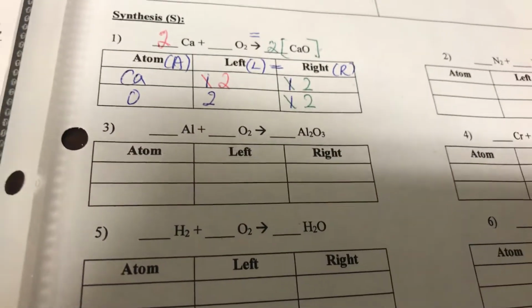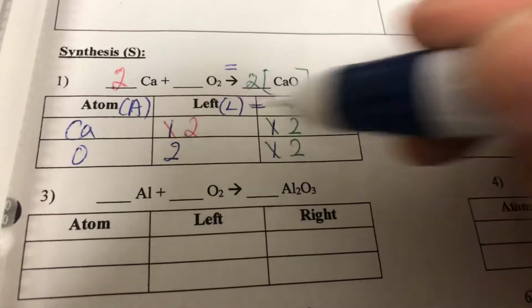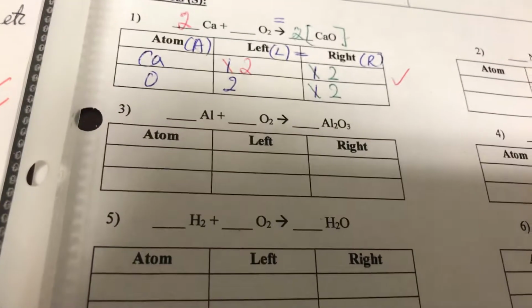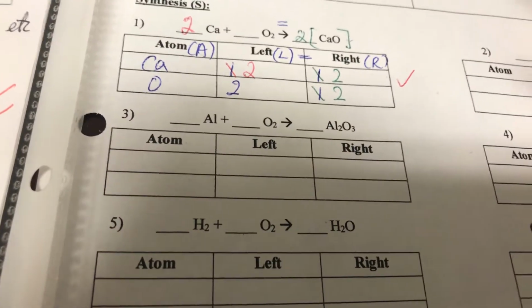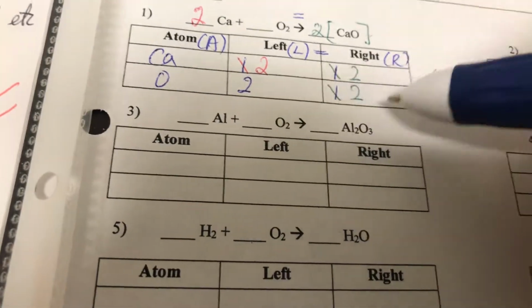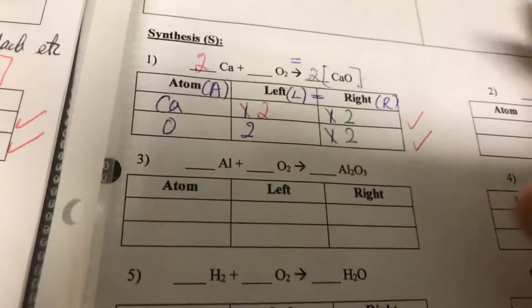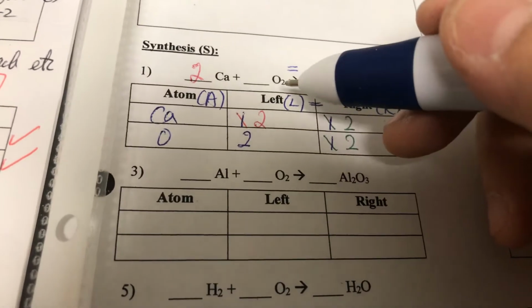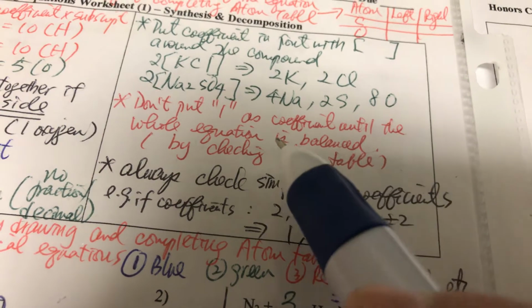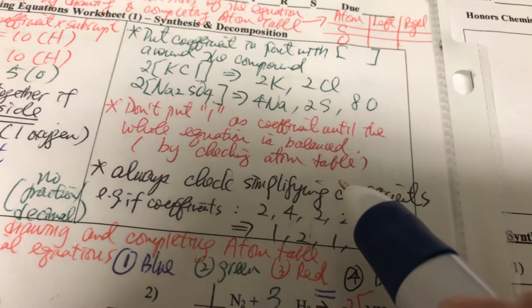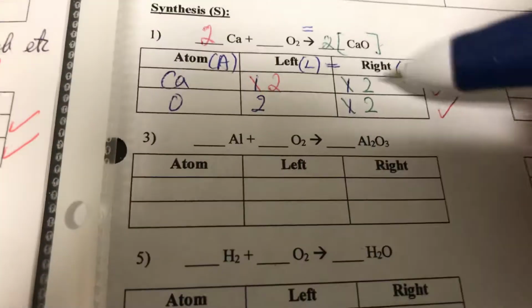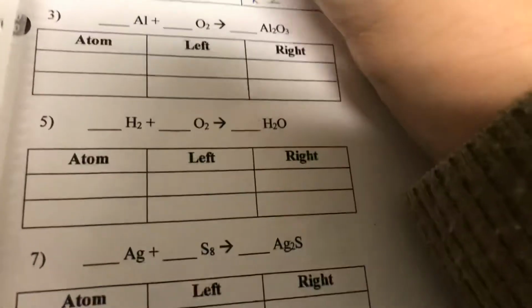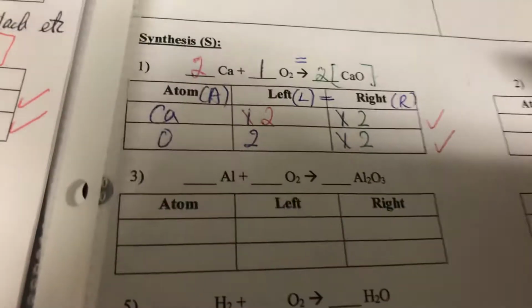So then now you double check, okay? Is calcium 2 and 2 happy? Yes. Put a check mark at the end. I need to see a check mark because it's telling me that you checked your atomic table. And oxygen is also 2 and 2, we check. So basically this is balanced. But there is one thing we did not put, which is the coefficient for O2. So we go back here. We don't put the 1 as coefficient until the whole equation is balanced by checking the atomic table. So here is balanced, then I can put the 1 on the O2.